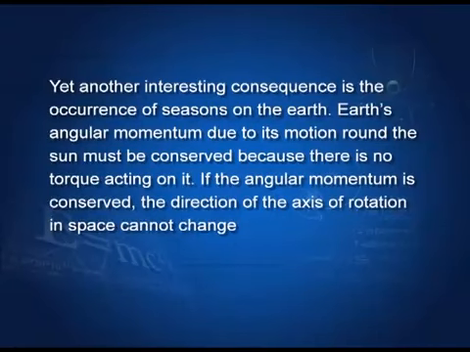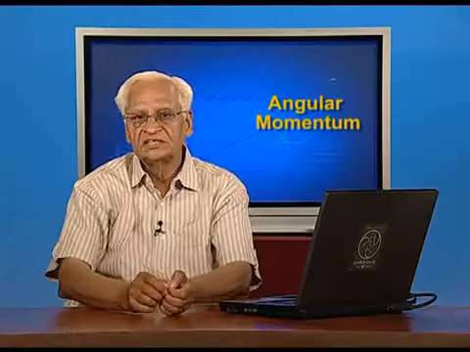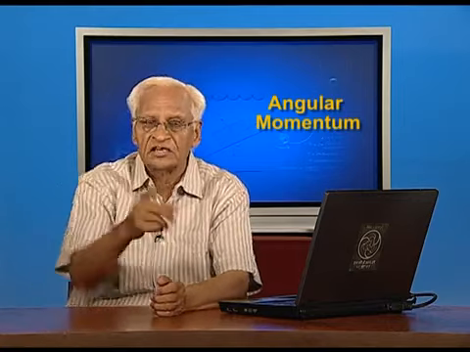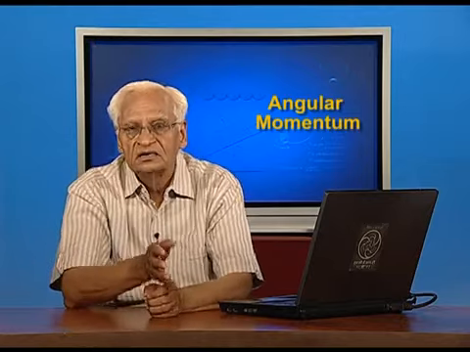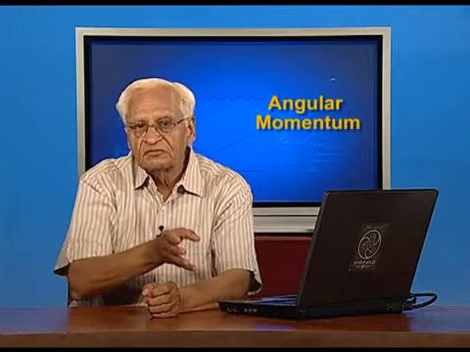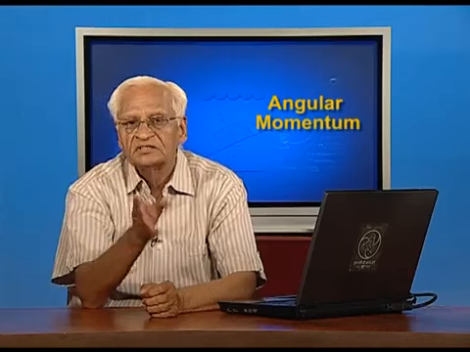If the angular momentum of the earth is conserved, it means that the axis of rotation always points in the same direction in space, because any torque on it would change the angular velocity and therefore the axis of rotation. If there is no torque acting on the earth, the angular momentum is conserved and the axis of rotation of the earth in space always points to the same direction.